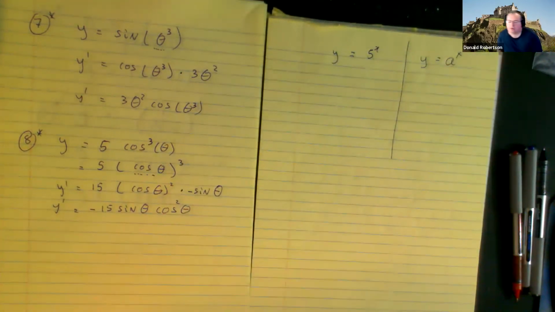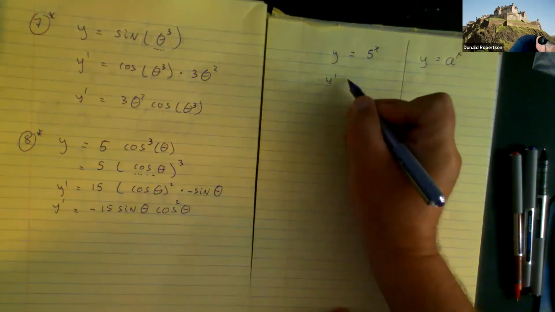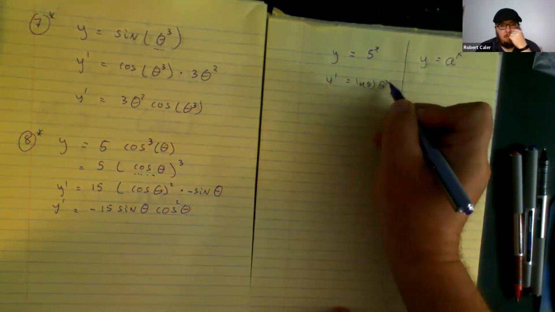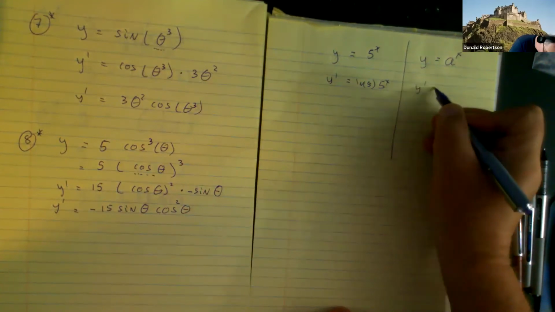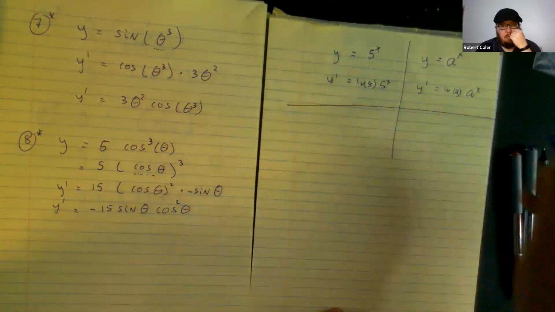This is not a chain rule question. This is, can you remember what 5 to the power of x, or 2 to the power of x, whatever, 8 to the power of x, what its derivative is? Natural log of 5 times 5 to the x. And in this general version, natural log of a times a to the x.